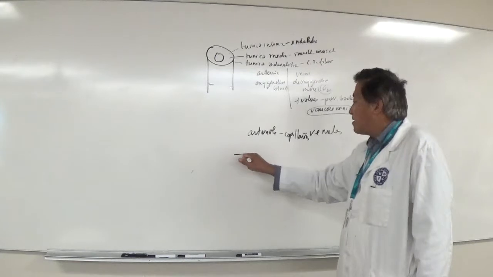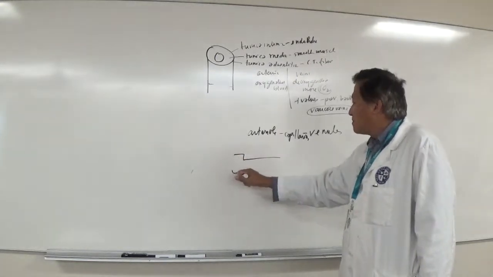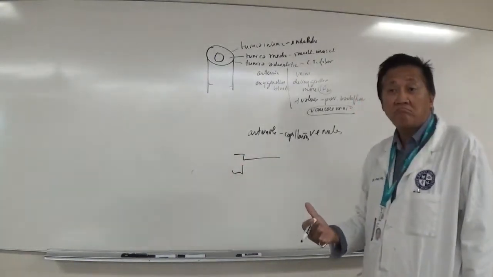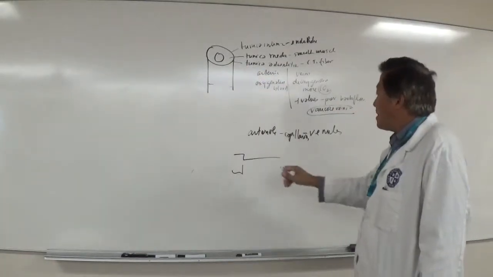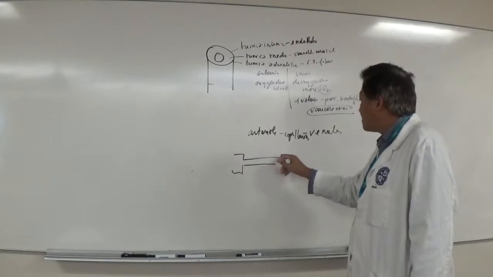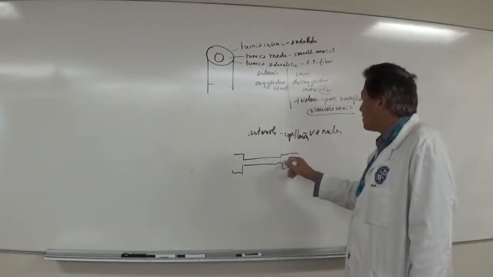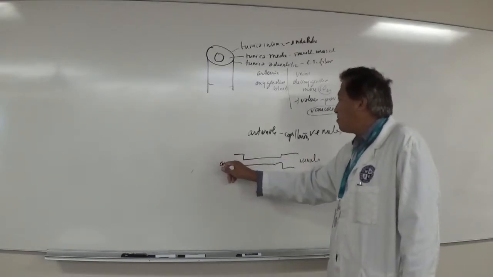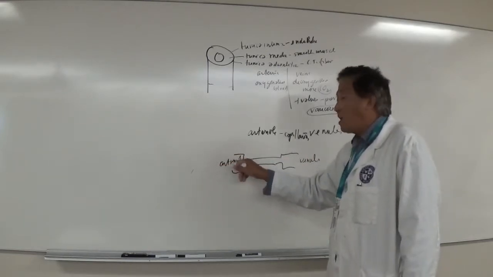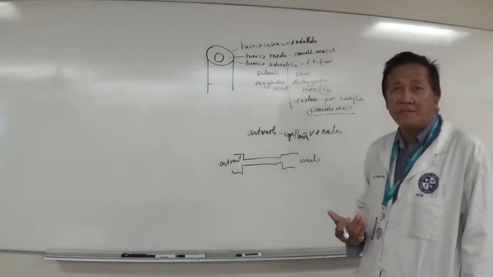If this were an artery, the walls are much thicker because of the thicker walled media. The veins have thinner walls, right? The venules are here. The arterioles are here. Arterioles are small arteries, venules are small veins.